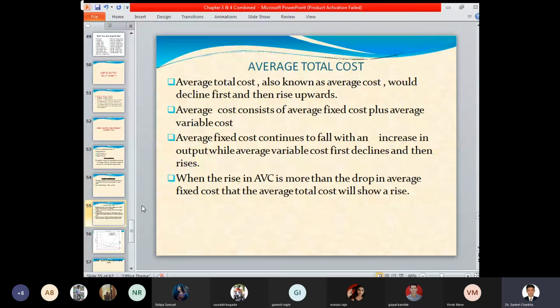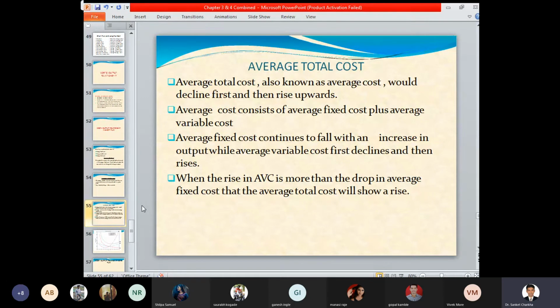perspectives, wherein the cost remains fixed over a period of time, and accordingly the variable cost also keeps on changing. But in case of total cost, a balance or combination of both these particular perspectives is a consideration, wherein the total fixed cost or average variable cost remains the same or does not change. Average fixed cost continues to fall with an increase in output, while average variable cost first declines and then rises.